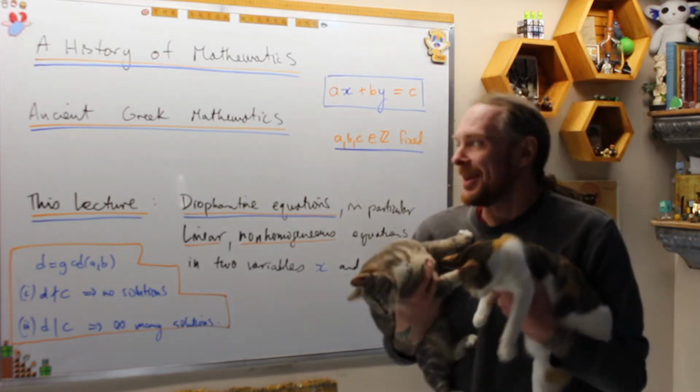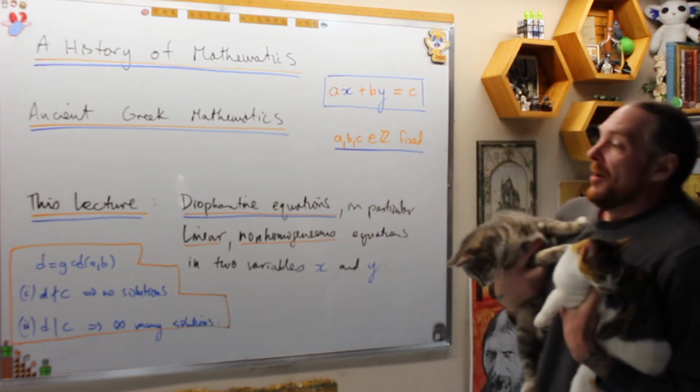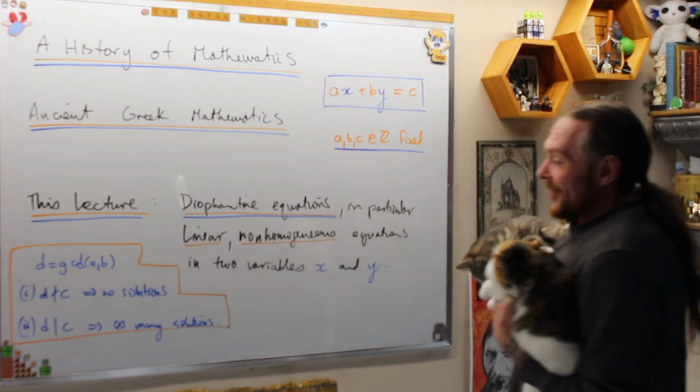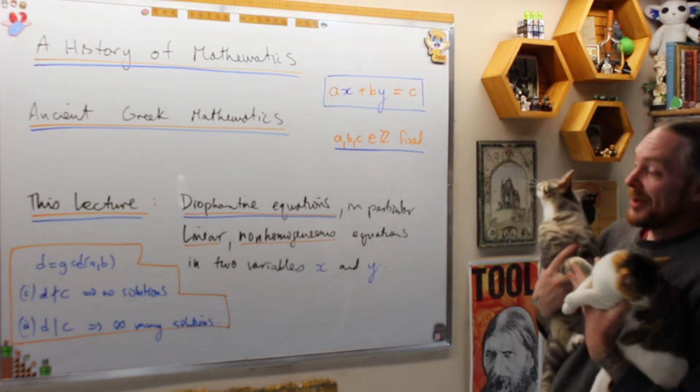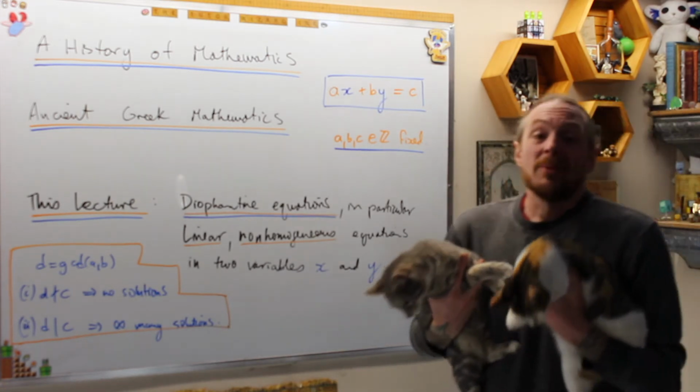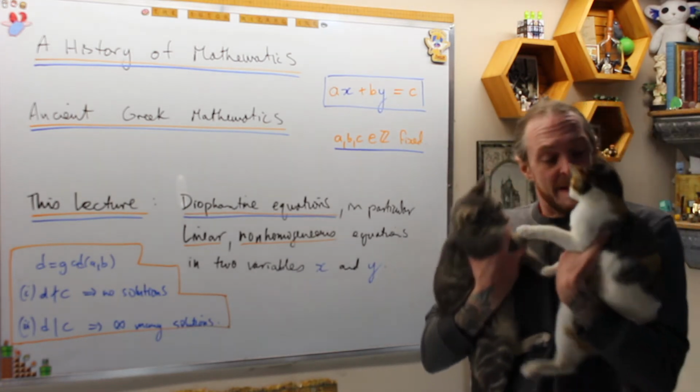We're doing a history of mathematics. This is ancient Greek math. This lecture, what we're going to do is Diophantine equations. Specifically, we're going to do linear non-homogeneous Diophantine equations in two variables, and we'll give the general solution in every case. Let's get to it.